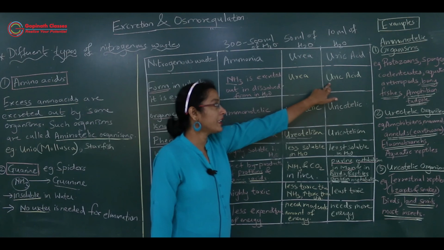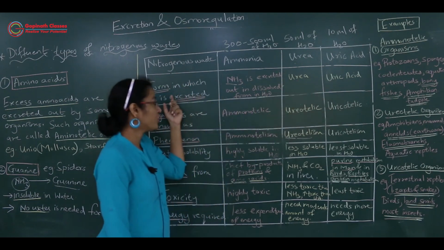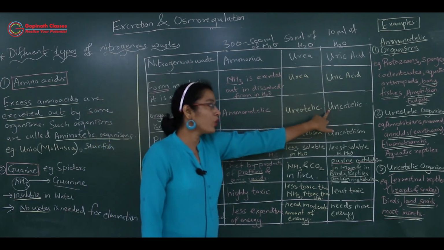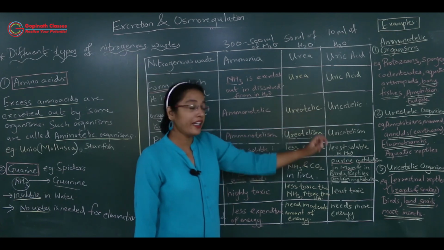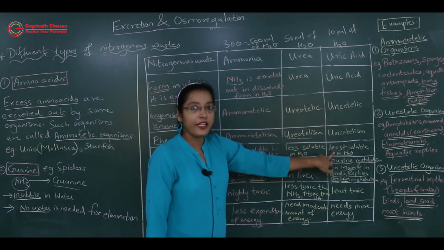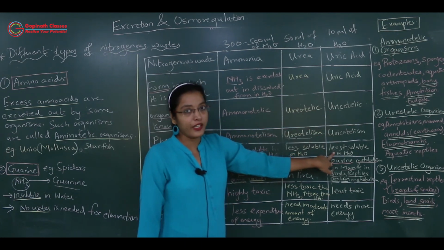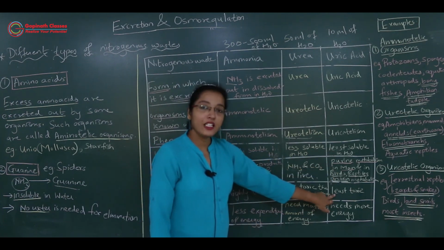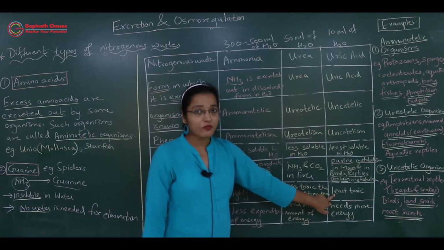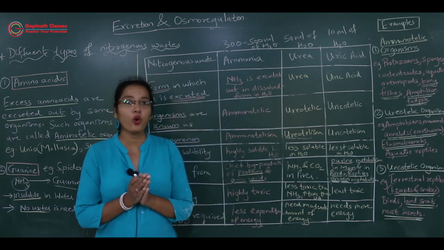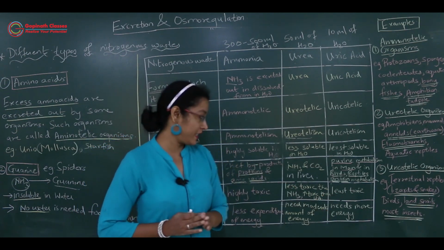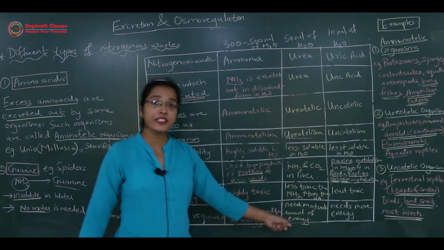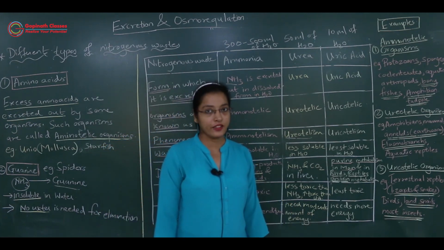So uric acid is the nitrogenous waste produced by uricotelic organisms, and it is least soluble in water. It is least toxic also, and it is excreted in the form of solid pellets. It needs more energy for excretion.